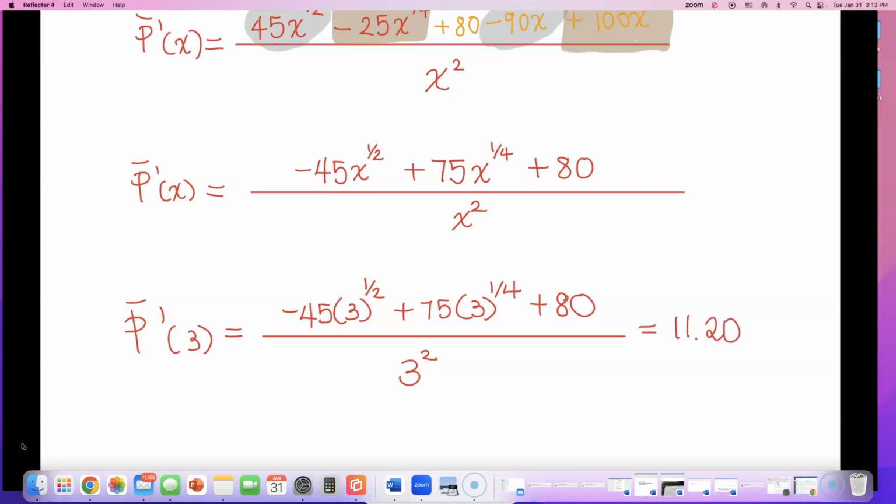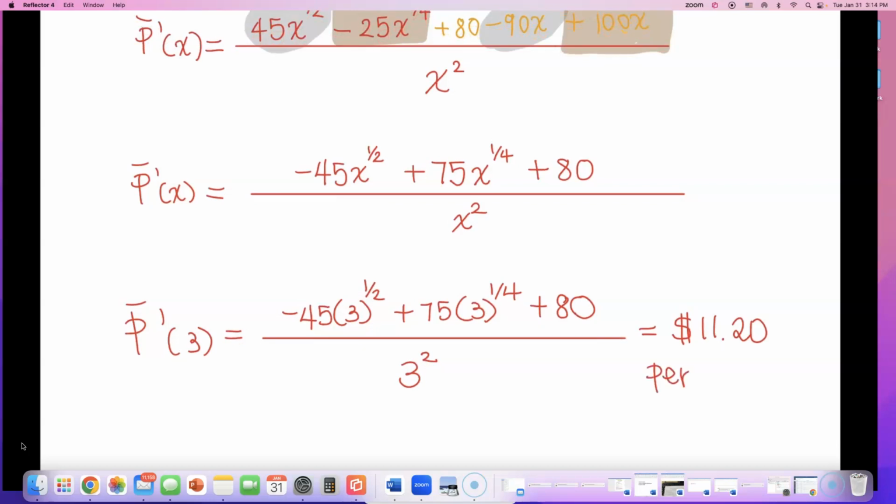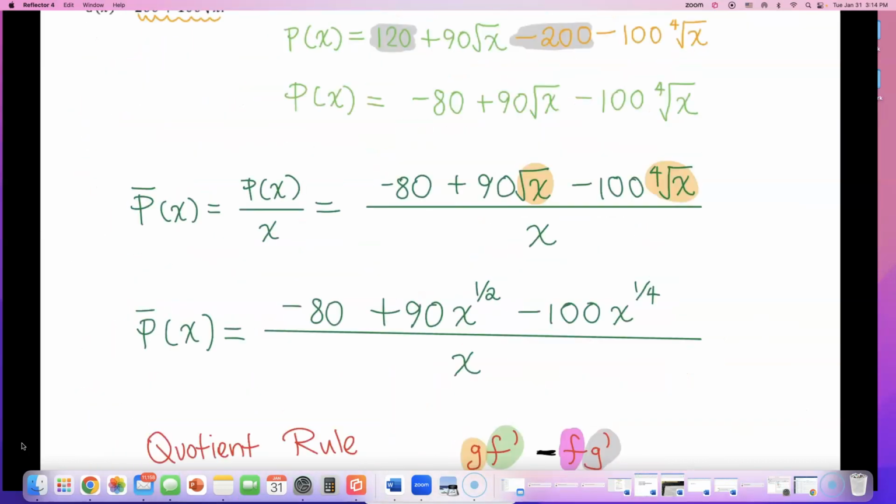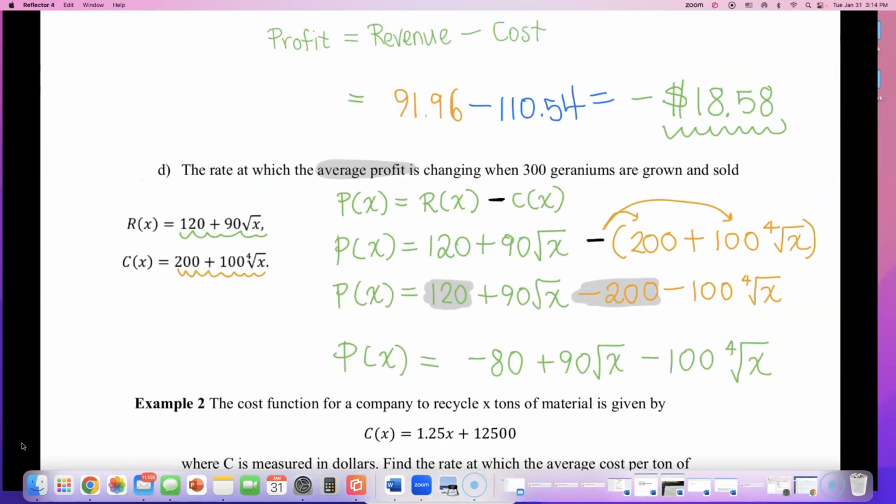Typed it in, it comes out to be 11.20 cents. But let's put the appropriate unit here, okay? So the average profit is actually increasing because the number came out to be positive, right? So it's going up by $11.20 per every 100 geraniums. So at that rate, I guess you should sell more because the average profit is going up. And in fact, looking at the average profit of negative what? You see they were losing money. I'm thinking they should be selling more at that point.